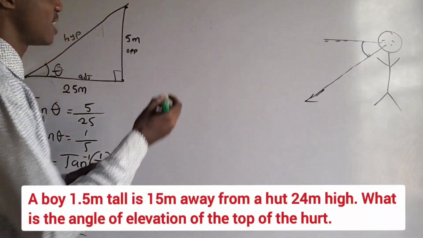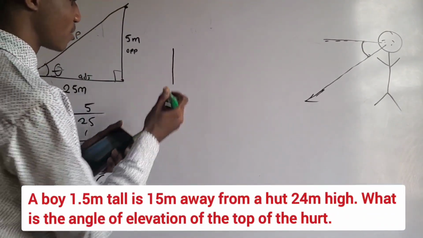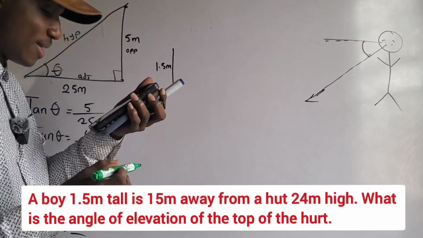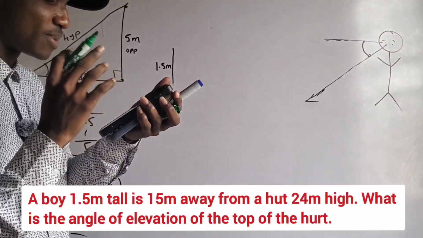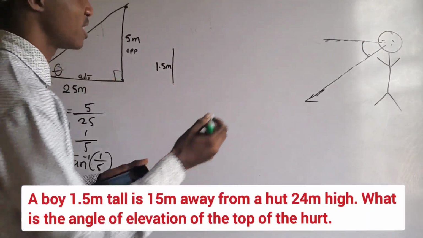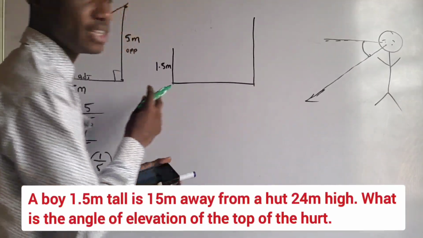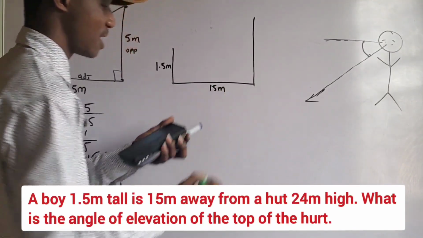So let's say that this is the boy. You understand? Okay. The height of the boy is 1.5 meter. So here I'm going to have 1.5 meter. And the tower, a boy 1.5 meter tall is 15 meter away from the tower. Let's say that this is the tower. So the distance between the boy and the tower is what? 15 meters. So here will be 15 meter.